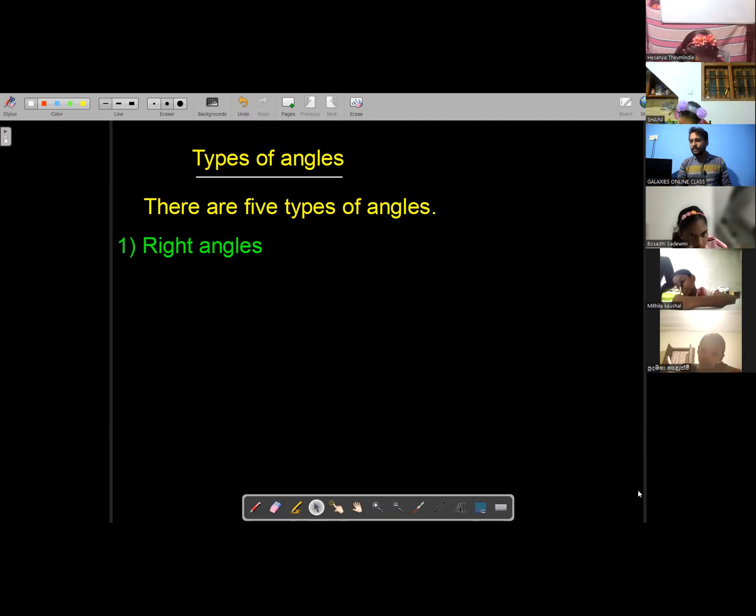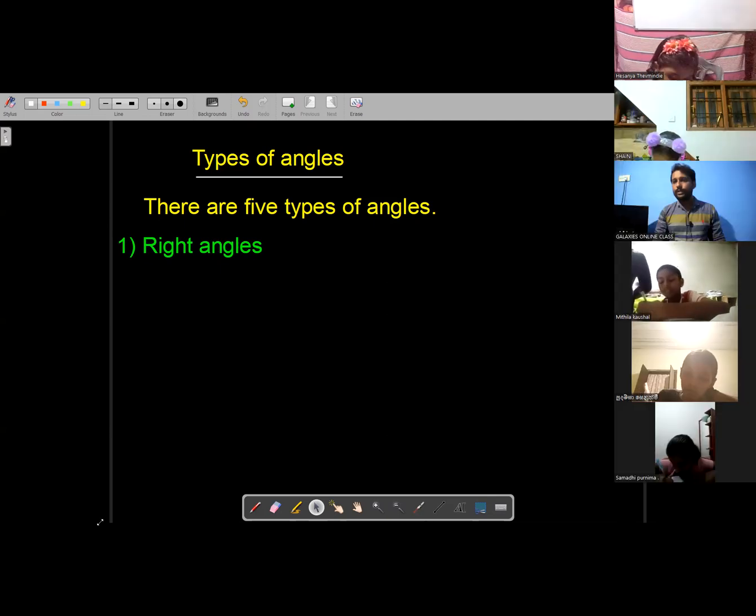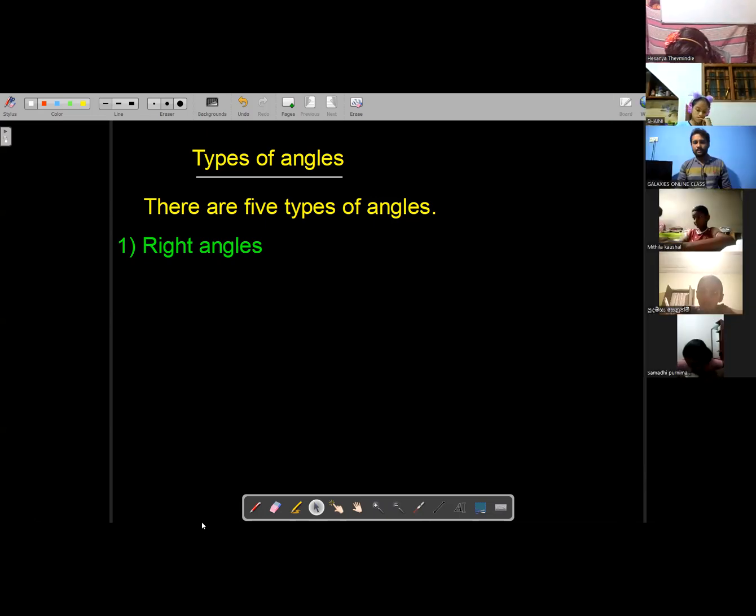Right angles mean what? What's the Sinhala mean? ඍජු කෝණ. If you want, you can note down Sinhala meaning, okay? It is no problem. But always you try to understand in English medium, okay? In English.